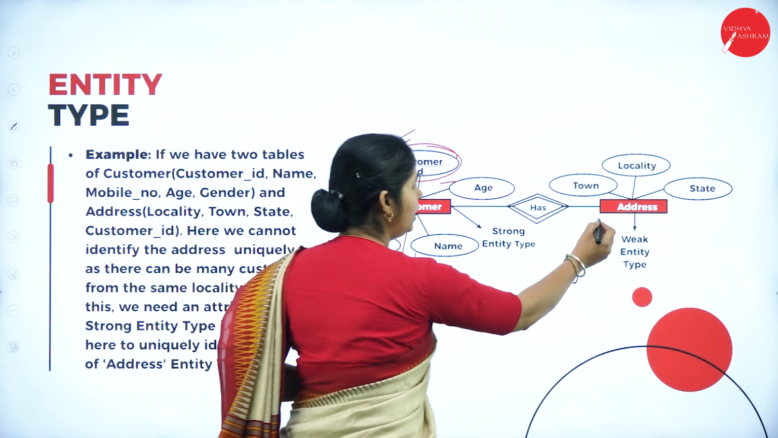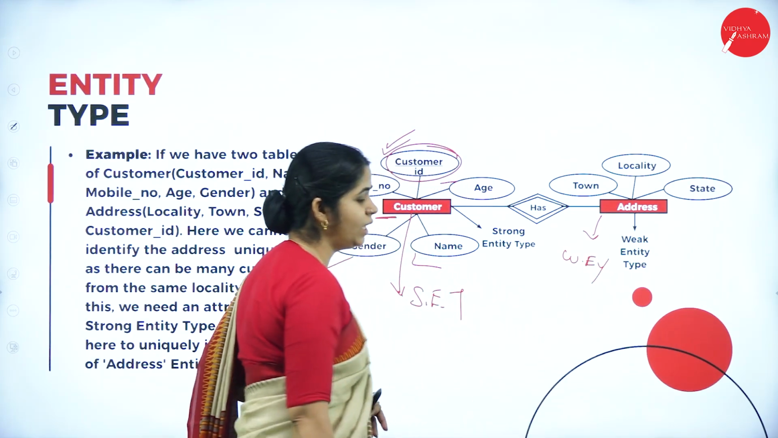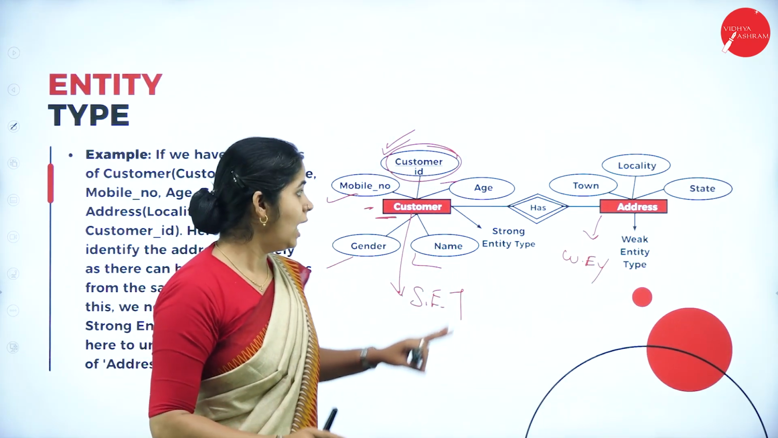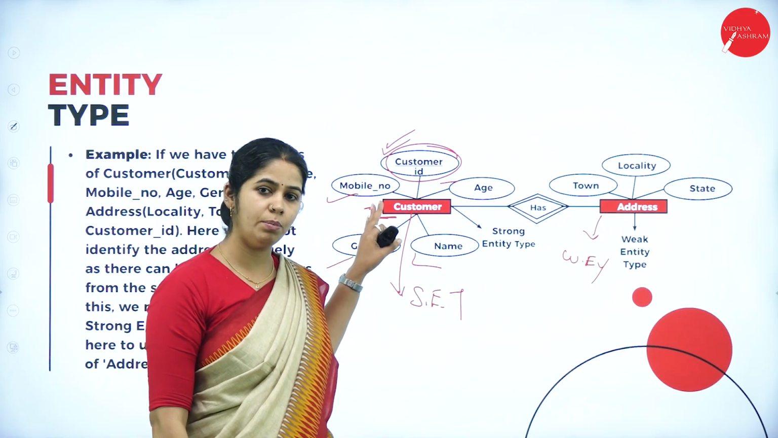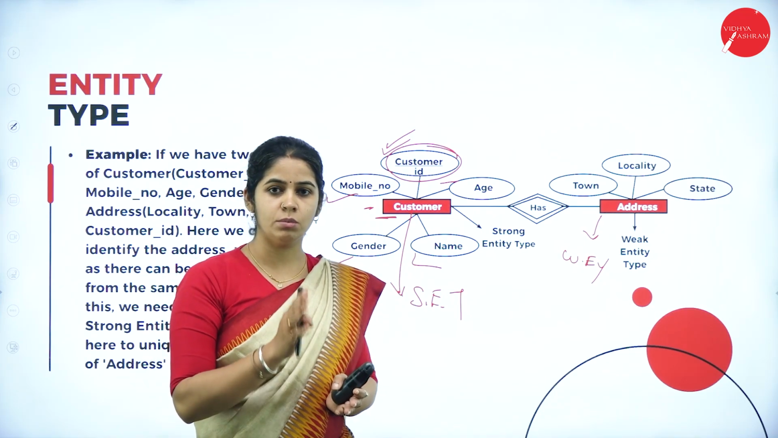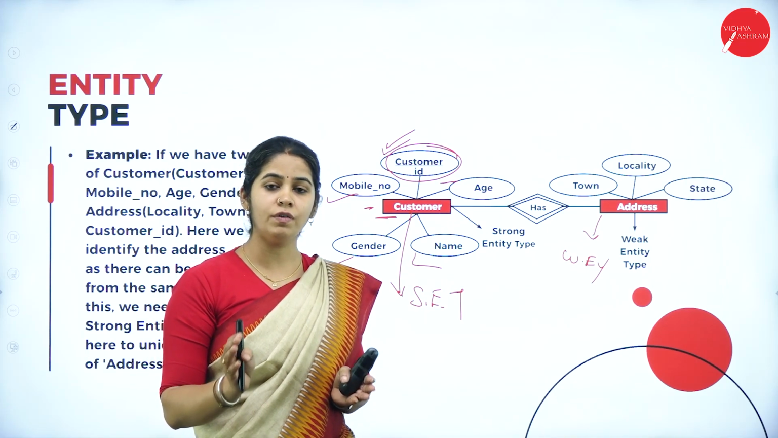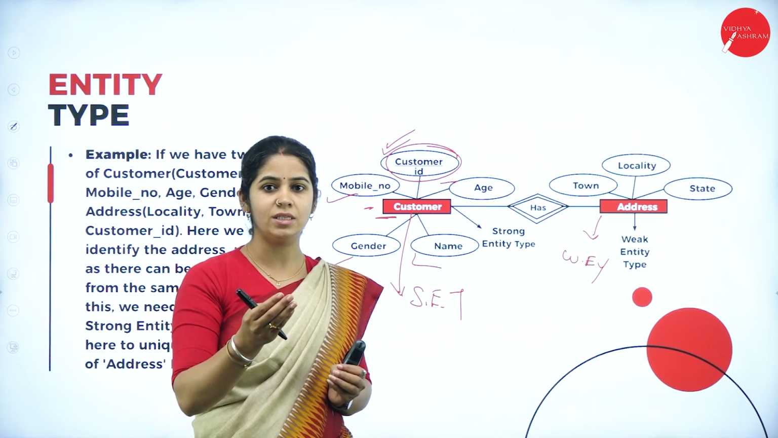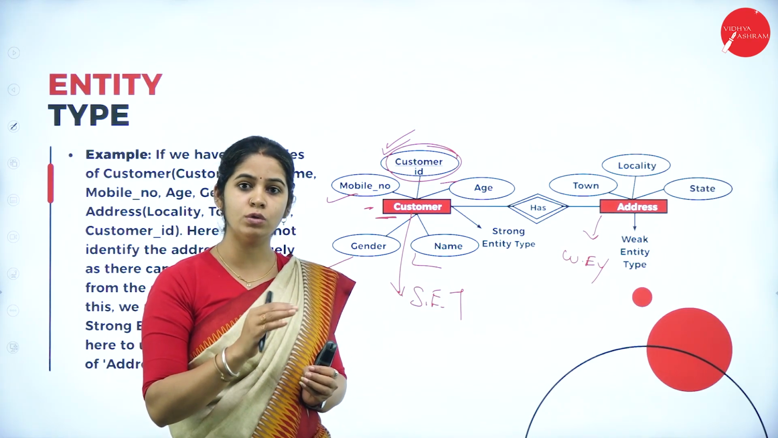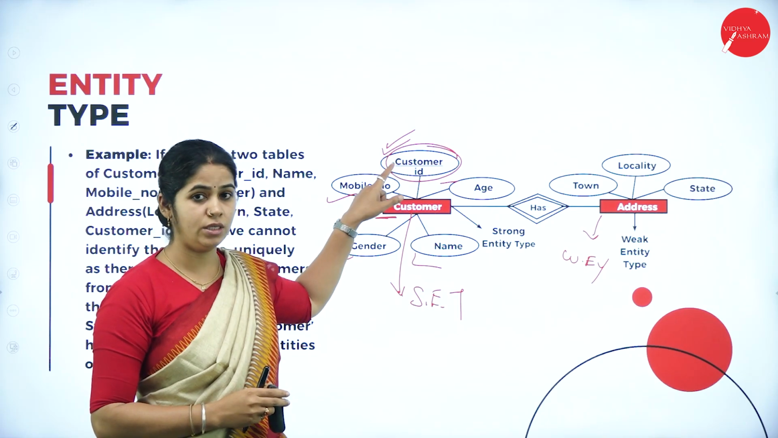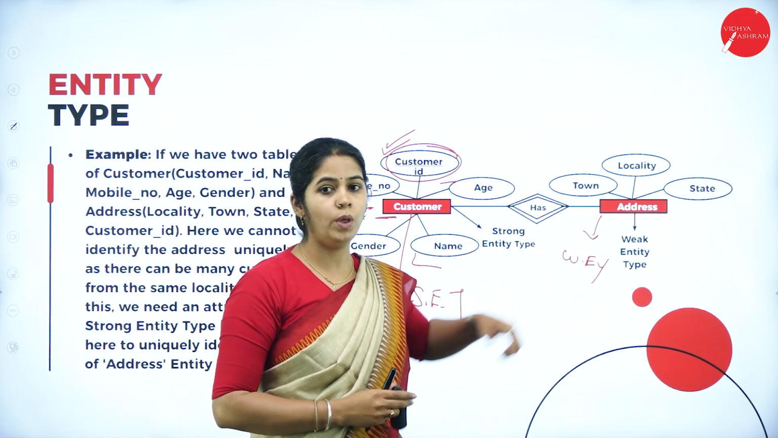Then address is a weak entity type. Why do we call it a weak entity type? Because address depends on the customer. Why does address depend on the customer? Say we have two customers, C1 and C2. I cannot fetch the address of customer C2 by going to customer C1, right? You have to fetch the address of C1 using the C1 customer ID only. So this is a strong entity and this is a weak entity.